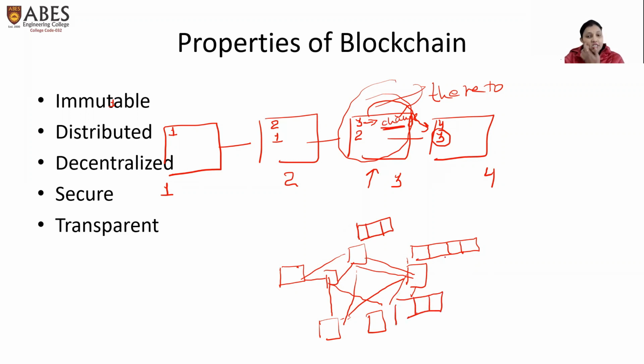So the next property is secure. Blockchain is secure. As we already discussed, blockchain is immutable. No one can change its data. No one can delete its data. This makes a blockchain a secure database technology which can secure our transactions and maintain privacy. And the last property of blockchain is transparency.